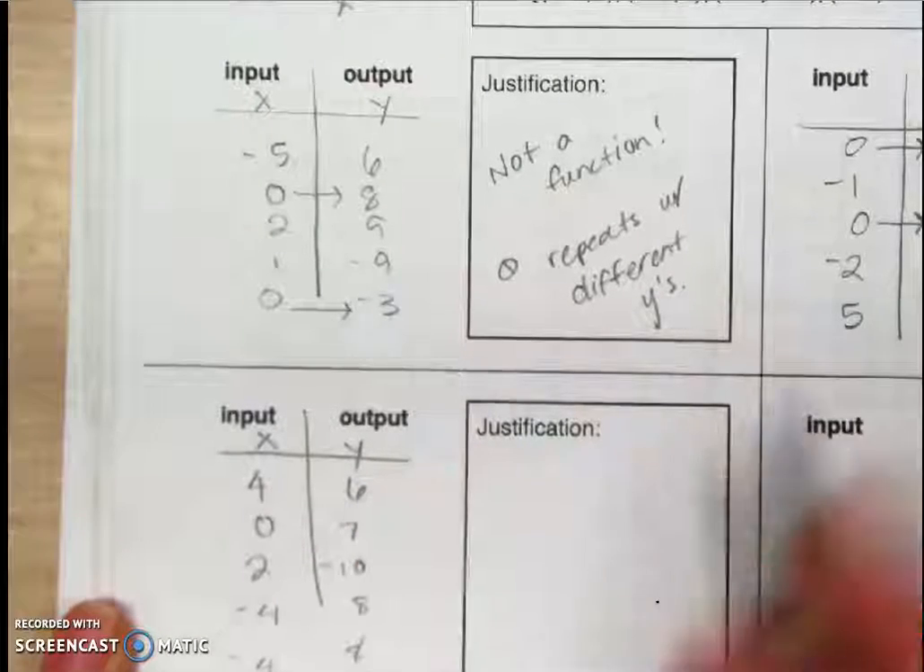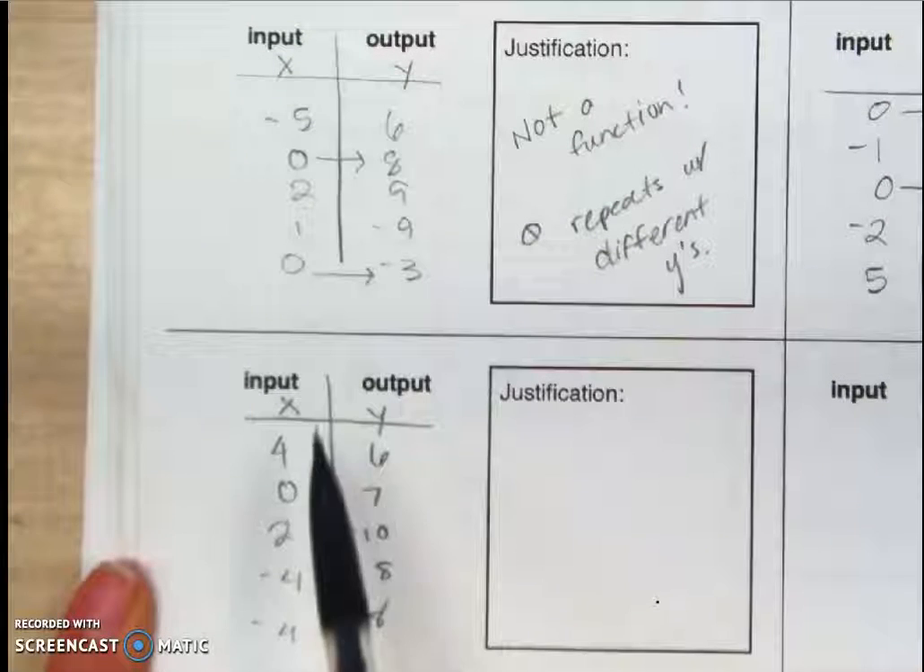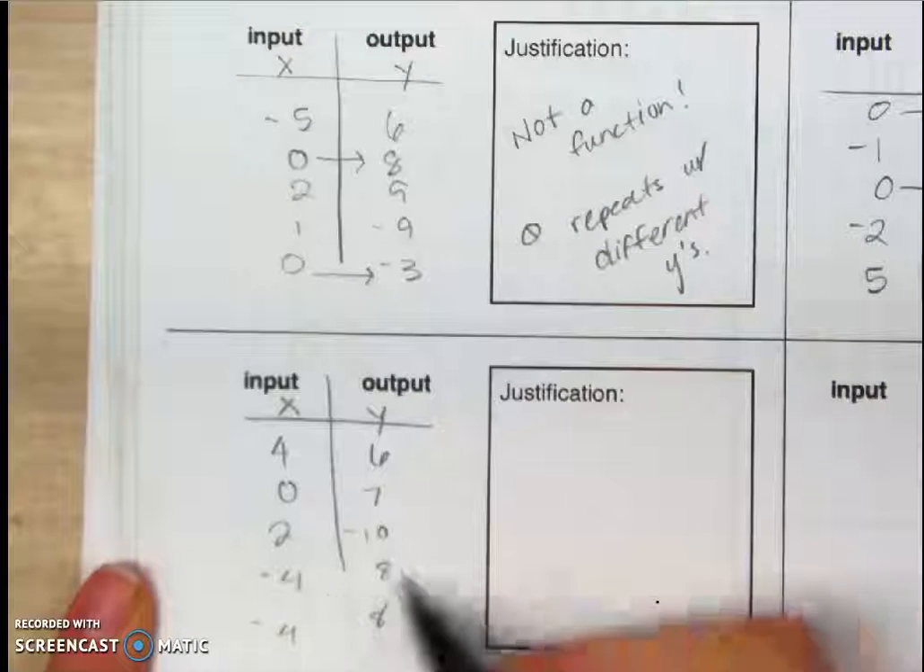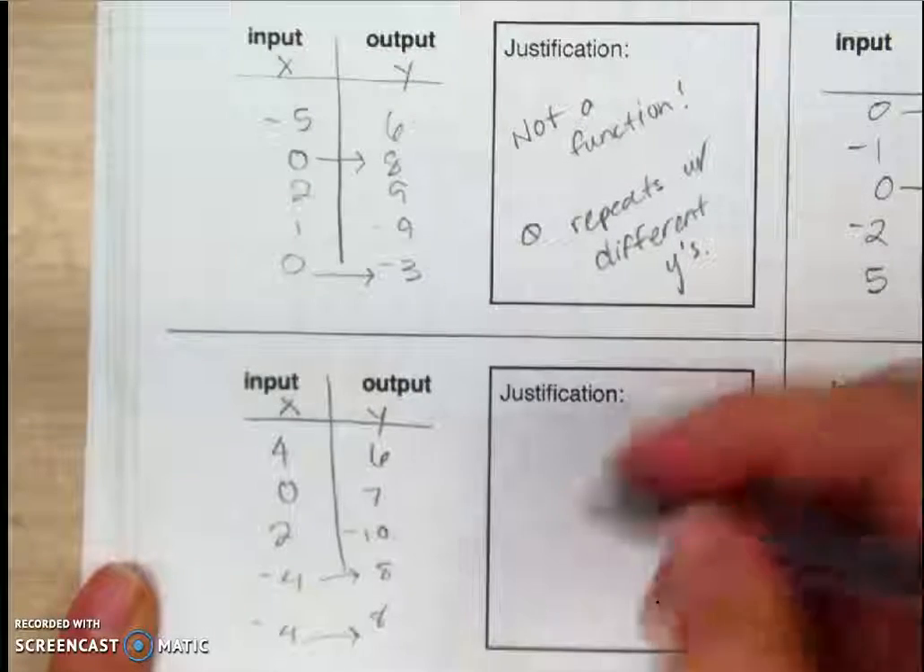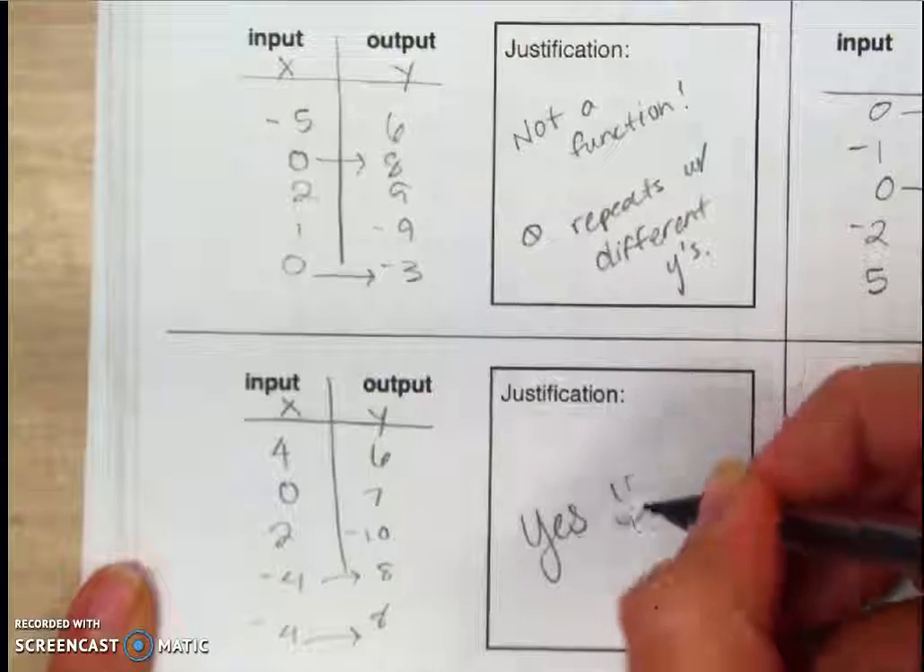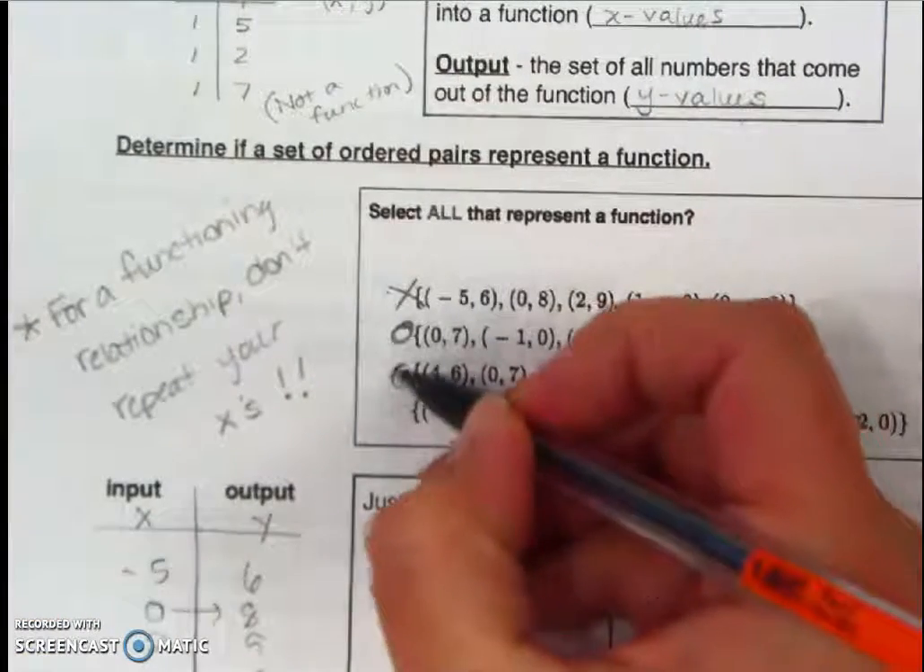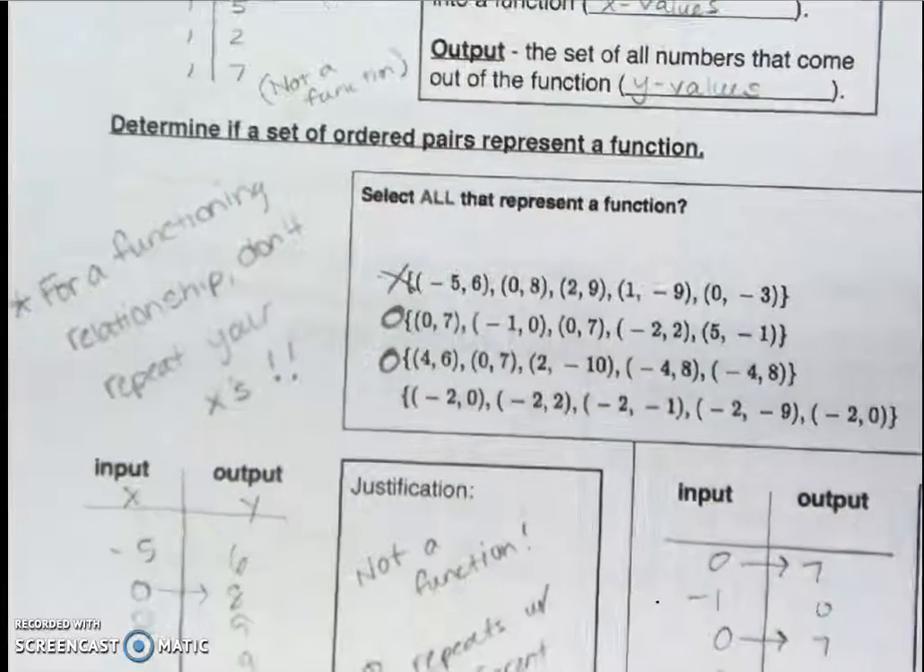So again, they tried to trick us. I do see a repeating X, but this X is outputting 8. This X is still outputting 8. So this one is yes. It's a function. So let's go ahead and circle that one. That one's okay. They're really trying to trick you here. All right, let's look at that last one.